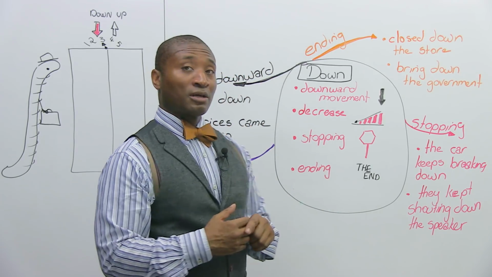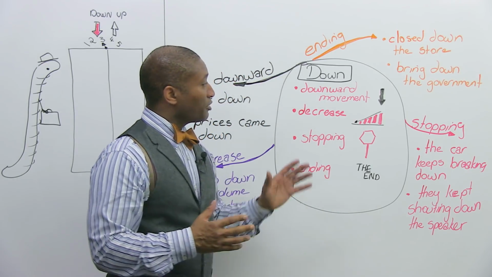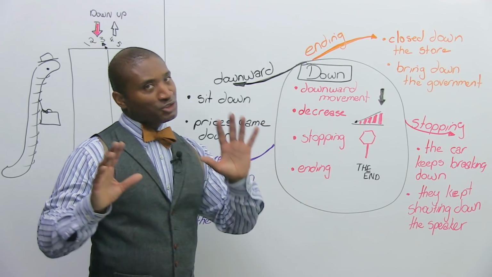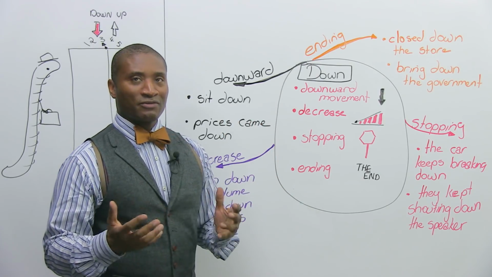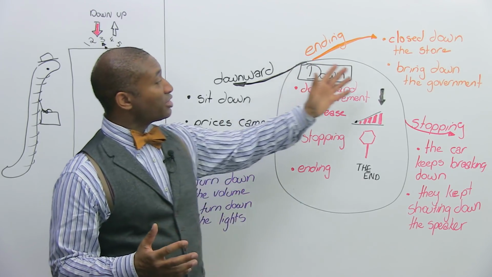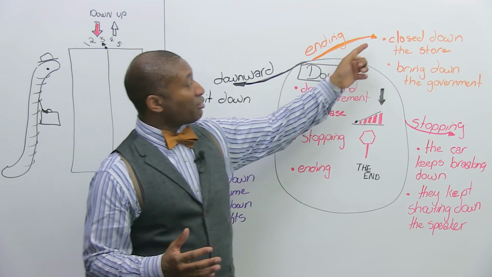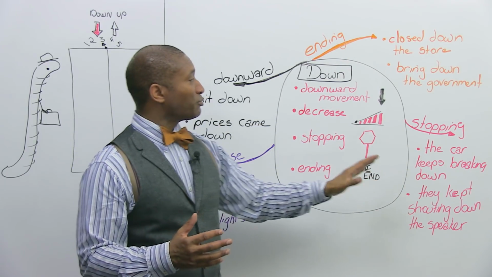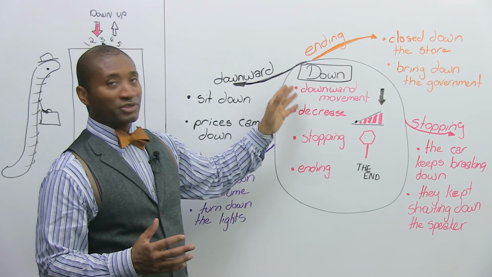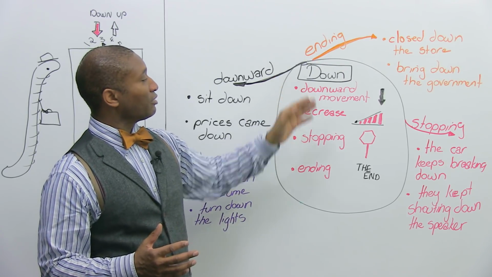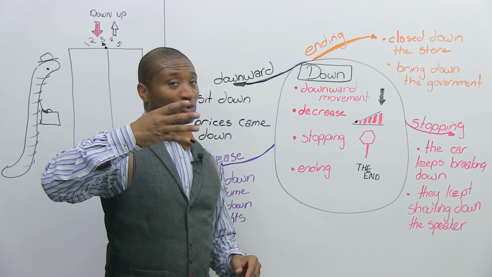So, are you ready? Let's go to the board. This is sort of a mind map. It's a little cheap one, but still gives you the idea, where I've spread out the ideas for down. There are phrasal verbs here, but what I'm focusing more on is the actual preposition. So let's take a look at it. Down. Down has essentially four meanings.